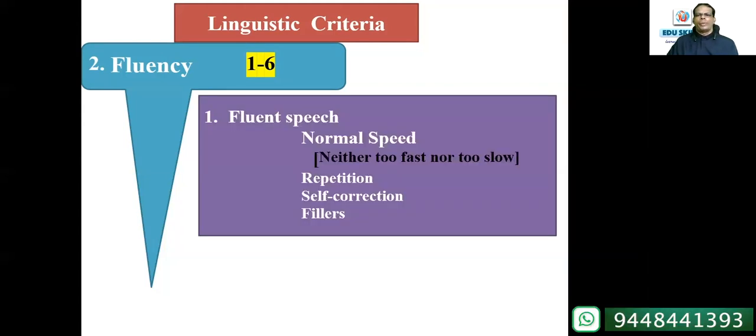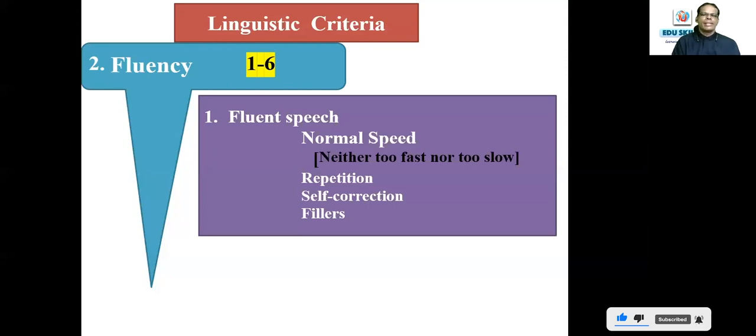So fluent speech means normal speed, neither too fast nor too slow. Repetition is not appreciated too much. Self-correction: some people say it's not allowed, but normally it is allowed even for native speakers to correct themselves. But it should not be very often. Even natural self-correction, where you made a mistake and then corrected yourself, can give you a positive grade. And fillers: sometimes natural fillers are allowed, but they should not interfere with your fluency. They should be restricted. Some people keep on saying that they should not be there, but some fillers can come in; restrict them to the minimum.